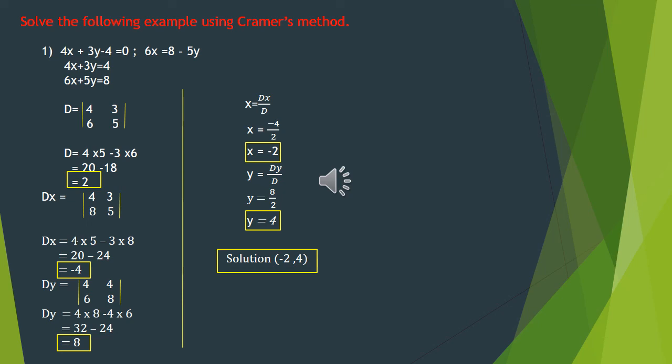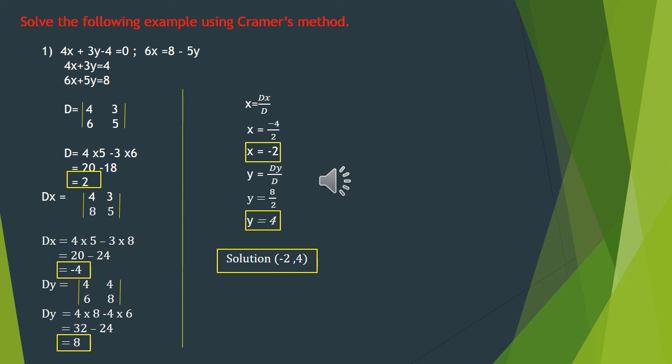Now after finding the values of the three determinants D, dx and dy, let us find the values of x and y respectively. Now x equal to dx upon D. So write x equal to minus 4 divided by 2, we get the value of x equal to minus 2. And y equal to dy upon D. So write y equal to 8 divided by 2. So we get the value of y equal to 4.